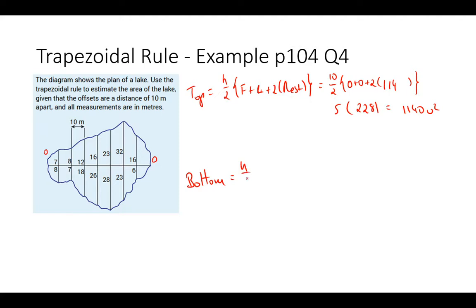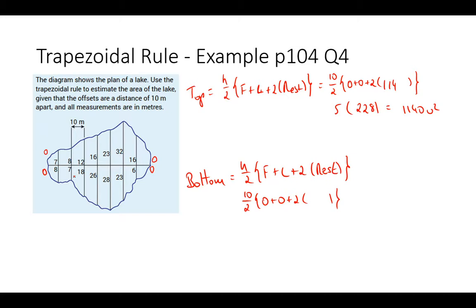And again, h over 2, first plus the last, plus 2 times the rest. Okay, in this case again, we're dealing with these heights. First height is 0, last height is 0. So constant width again is 10. So again it's 10 over 2 times 0 plus 0. Now you don't have to put the zeros in, but I'm just showing you how to fill out the formula. Plus 2 times the rest of the heights.